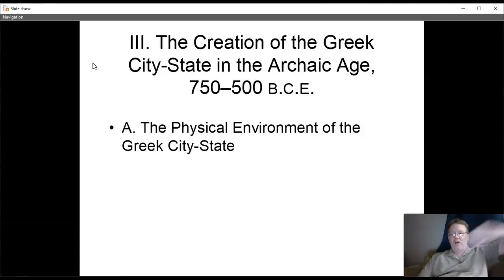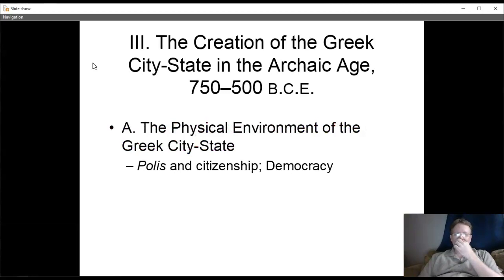We'll start with the Archaic Age first, from 750 to 500. We start to see a new type of city-state develop, which we call the polis. In this type of language, you take away the S for the plural, so the plural is poli. So these are the new city-states we call the polis.